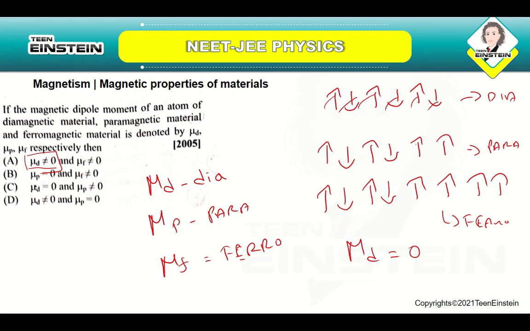So we have only one option where mu d equal to 0 and mu p is not equal to 0. So it's correct, because paramagnetic material will be having a finite magnetic moment. So it cannot be 0. So the correct answer is option number C. Mu d equal to 0 and mu p is not equal to 0. Okay. So that is the correct answer.